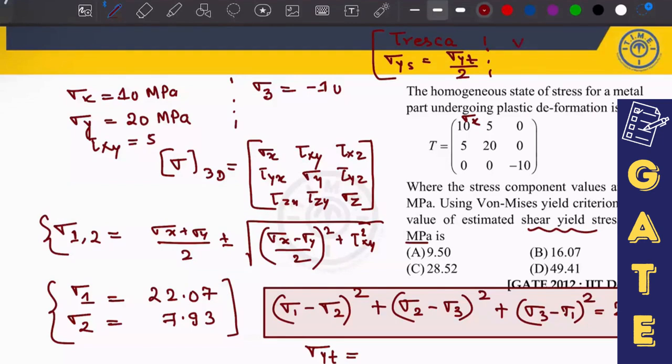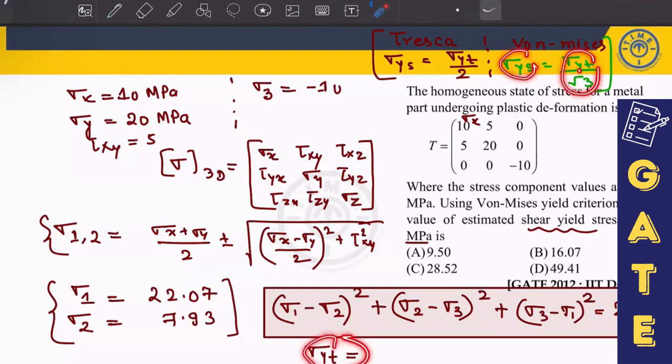Now for von Mises, the yield shear strength can be written as yield tensile strength divided by root 3. Okay, so once you got the yield tensile strength value, for yield shear strength you can use this relation, yield tensile strength by root 3. Okay, this is for Tresca theory and this is for the von Mises. So, anyone got the final answer?